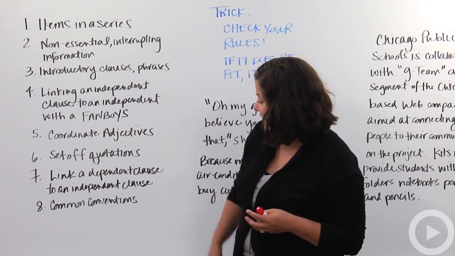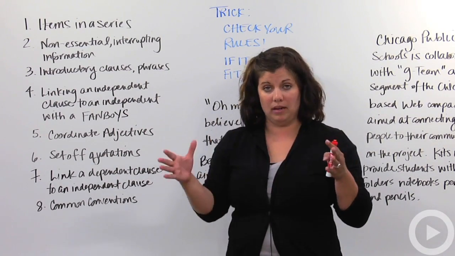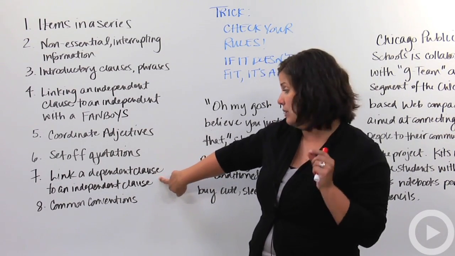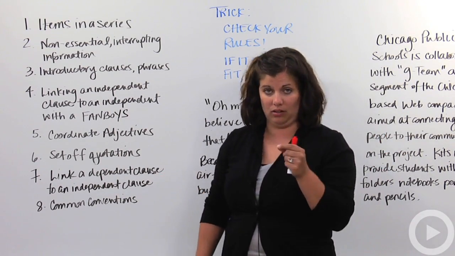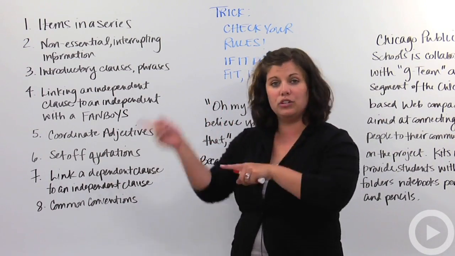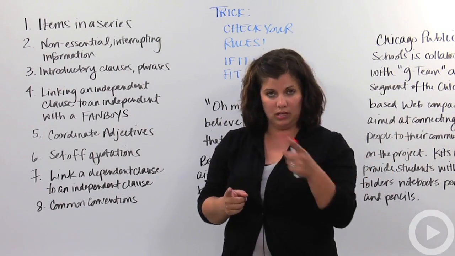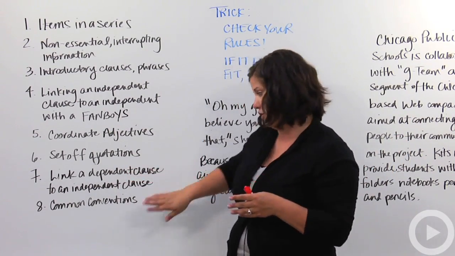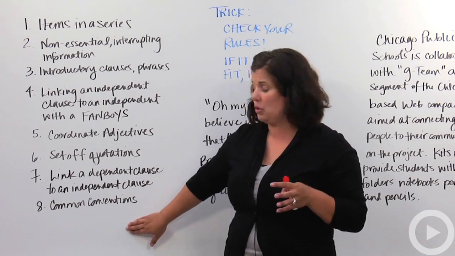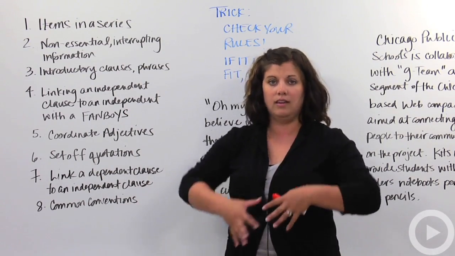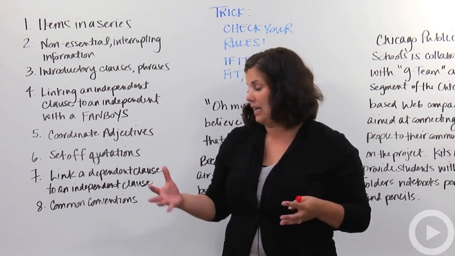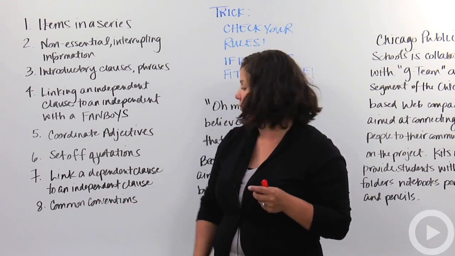Seven, you're going to link a dependent clause to an independent clause with a comma. One thing to note about this rule, though, is it only needs to be used when you lead with the dependent clause. So it's going to be dependent clause, comma, independent clause. You wouldn't flip it the other way around. So you wouldn't do independent clause, comma, dependent clause. Just keep that in mind with Rule 7. And then finally, this rule I'm sure you're very familiar with is just the common conventions, like numbers, or dates, or to separate cities from states and that kind of thing, those expectations that we have.